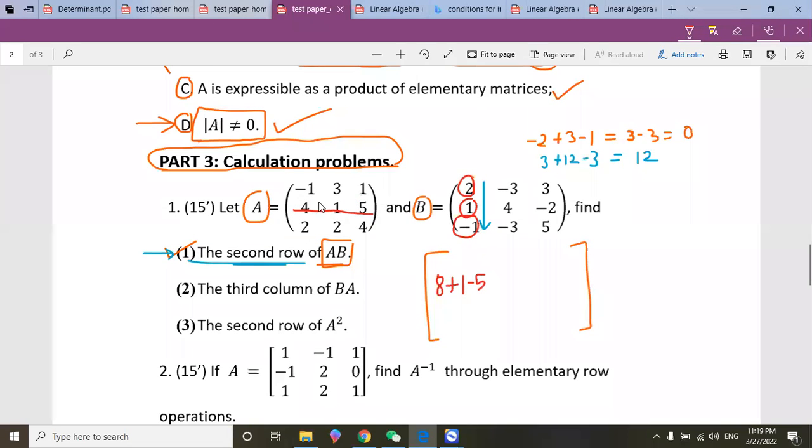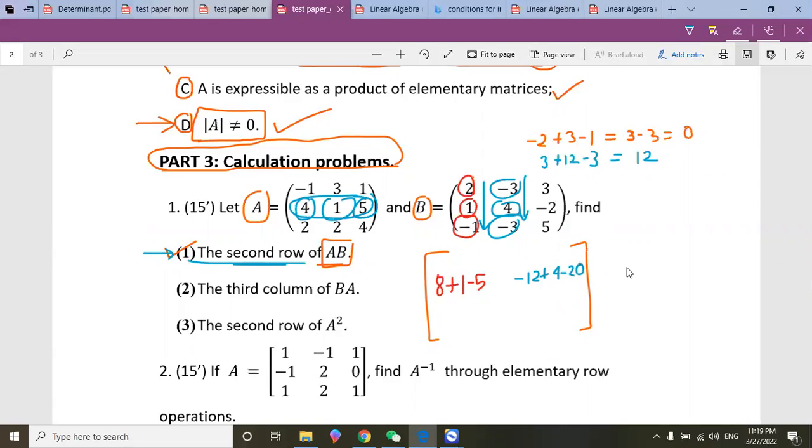Let me change the color. Okay. So let's go to the second row, no, I mean the second column. So 4 multiply -3 will be -12, right? Then 1 multiply 4 will be +4. And then 5 multiply -3 will be -20.